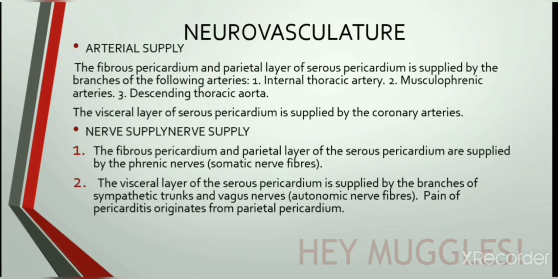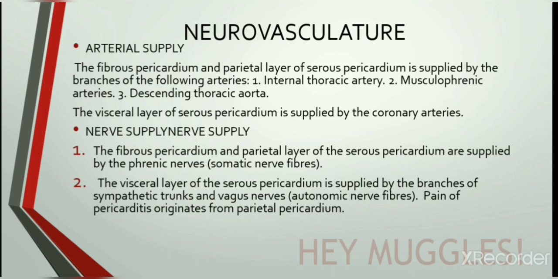Then the descending thoracic aorta. The visceral layer of the serous pericardium is supplied by coronary arteries, which supply blood to the heart muscles. Coming to the nerve supply of the pericardium, the fibrous pericardium and the parietal layer of the serous pericardium are both supplied by the phrenic nerves. Phrenic nerves provide motor innervation to the diaphragm. The visceral layer of the serous pericardium is supplied by branches of the sympathetic trunk and the vagus nerve. The vagus nerve is the 10th cranial nerve.